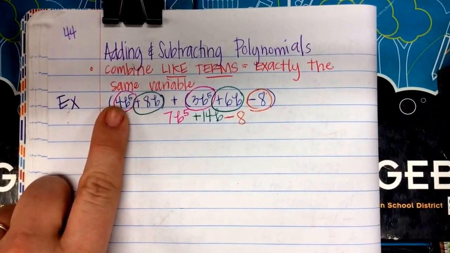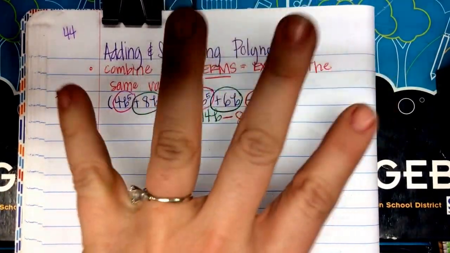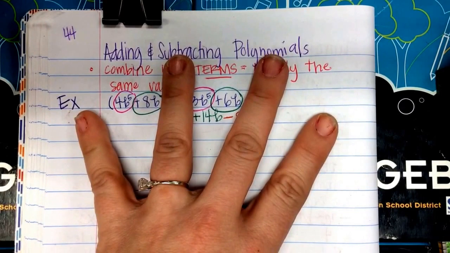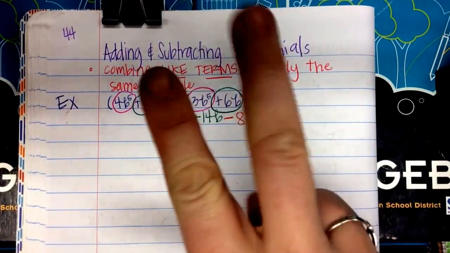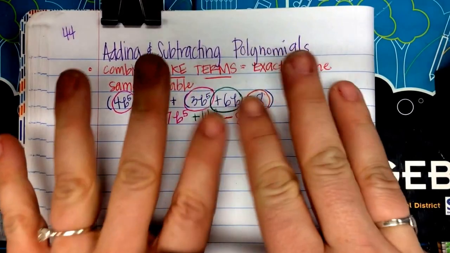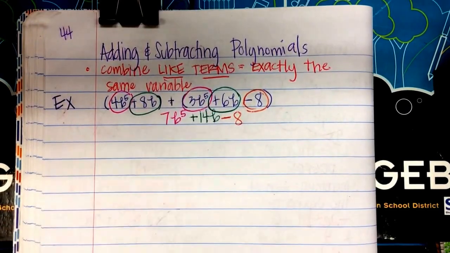This 4b to the 5th means b to the 5th, b to the 5th, b to the 5th, b to the 5th. It means there are 4 b to the 5ths plus b to the 5th, b to the 5th, b to the 5th, making a total of 7 b to the 5ths.